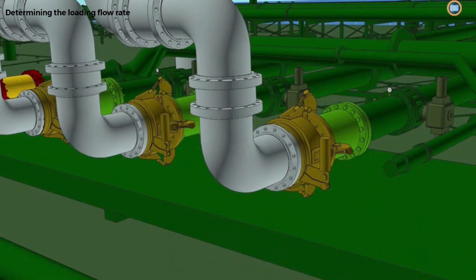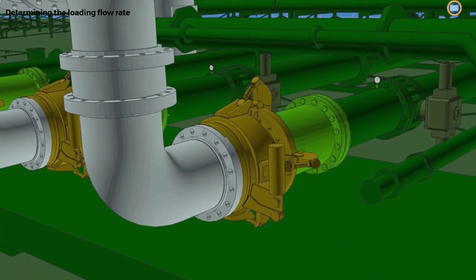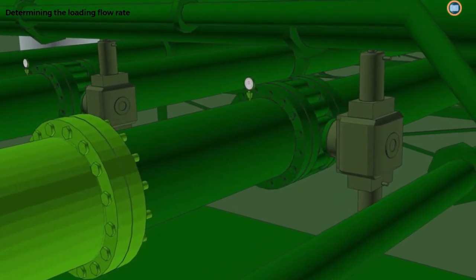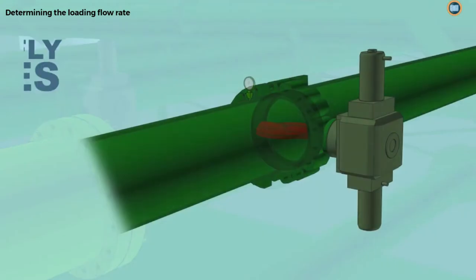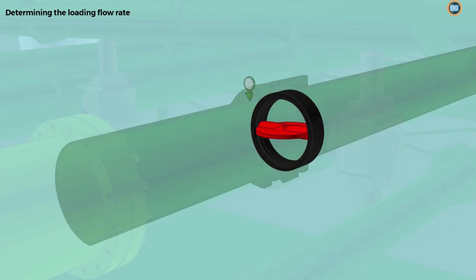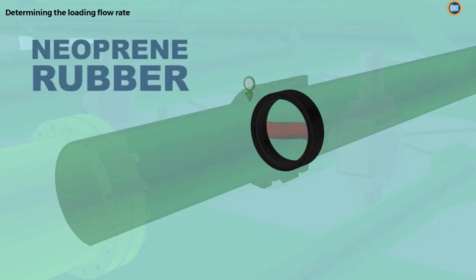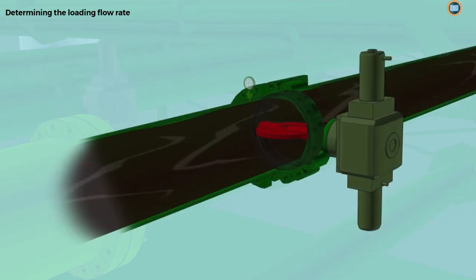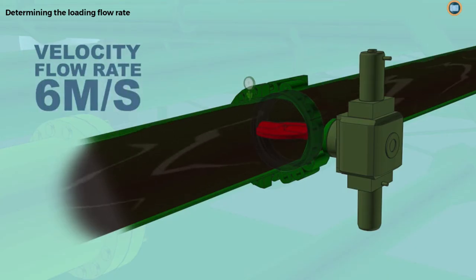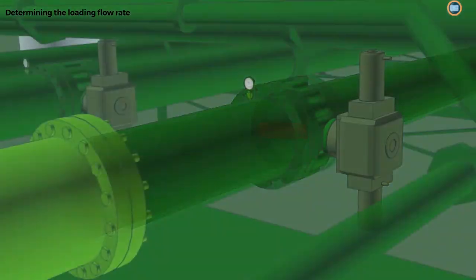But how do we determine maximum flow rates and venting capacities? Maximum flow rates are normally calculated based on the rated velocity of flow past cargo valves. The types of valves typically found on an oil tanker are butterfly valves. These use seat rings made of neoprene rubber and are typically rated at a velocity flow rate of 6 meters per second. This is usually the limiting factor for flow rate.